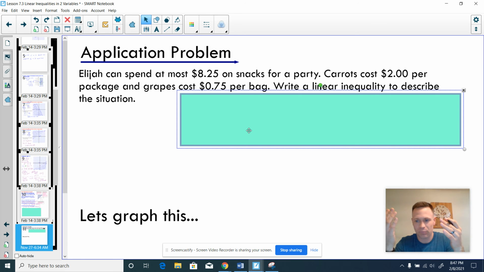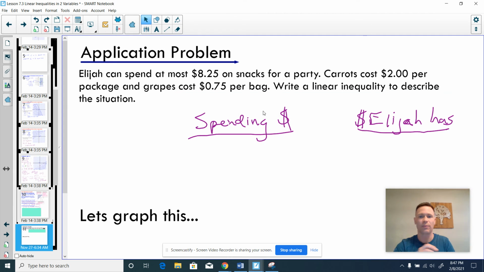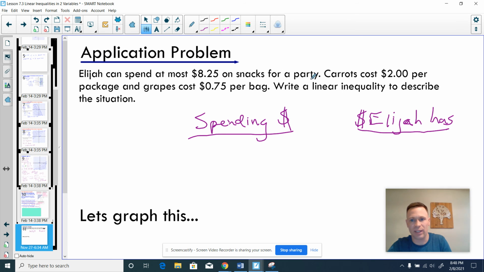He's spending money, okay? If you think about it, anytime you go to the store, it's never really an equation problem. You don't have to spend all the money you got in your pocket. You can always spend less, right? And so I kind of want you to think about that when we talk about this. What is Elijah doing? He's spending money, and he has money, right? So I want to focus first on how is he spending it. Well, he's spending it on carrots, and he's spending on grapes.